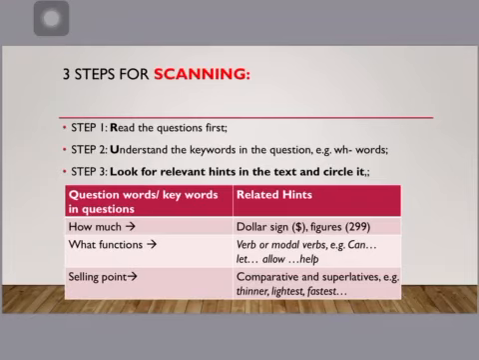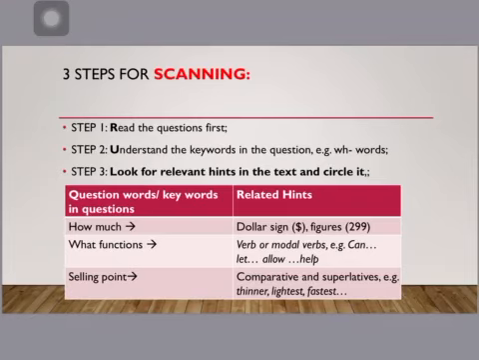Read the questions first. Step 2, we need to understand the keywords in the questions. Keywords meaning some very important words in the question, or the WH words, and the how, of course. And step 3, we have to look for relevant hints in the text related to the questions, and also we need to circle them. So for example, if in step 2 you find out that the keyword is how much, in step 3 we should look for relevant hints, and the hint will be that how much is about money. So there will be a dollar sign or figures.